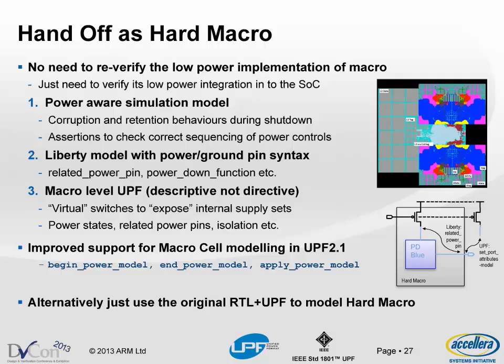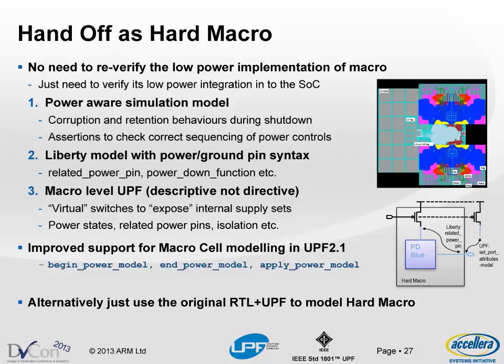And in order to do that, you need a power-aware simulation model that does all of the corruption and retention behaviors that you would expect during shutdown. And it probably has some assertions that make sure that you're controlling the power domains in the right way and sequencing it in the right way. You'll also need a Liberty model with full PG syntax for the physical tools. And that should have the related power pin information in there and power down function, etc.